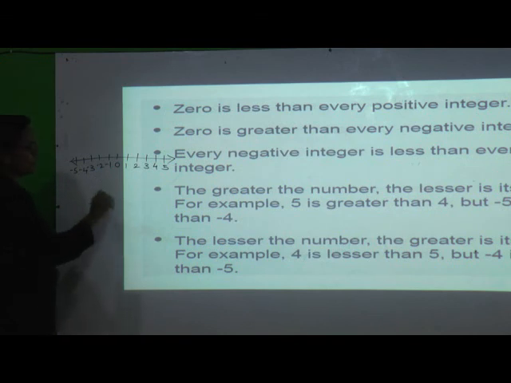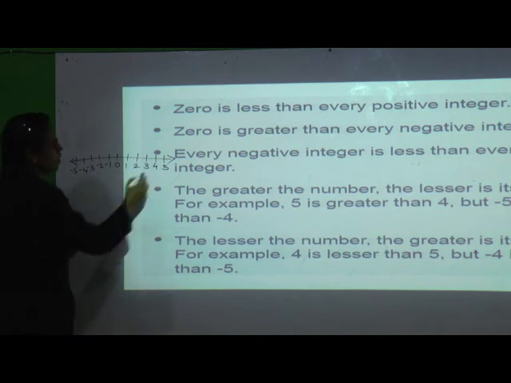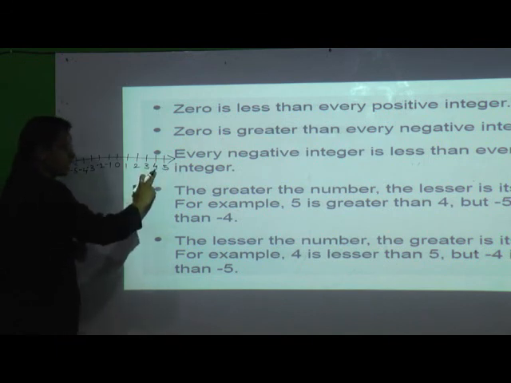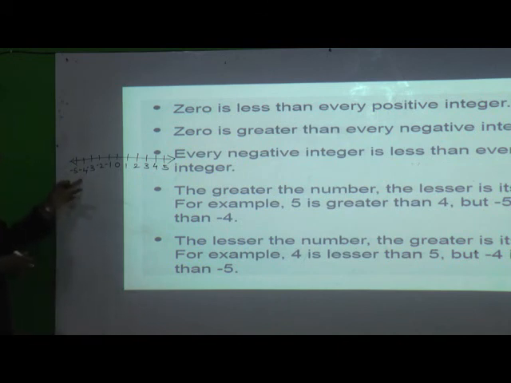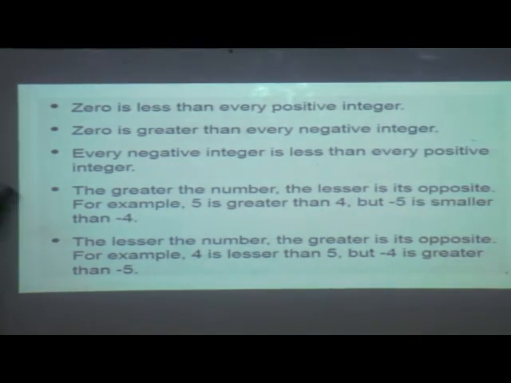For example, now if we want to compare 4 and 5, both are positive numbers, which is the smaller between the 4 and 5? Yes, 4 is the smaller number. And in this case, if we want to compare any two negative numbers, minus 4 and minus 5, which is the greater one? Minus 4 is greater than minus 5. So these are few points to remember when we are solving integers on number line.